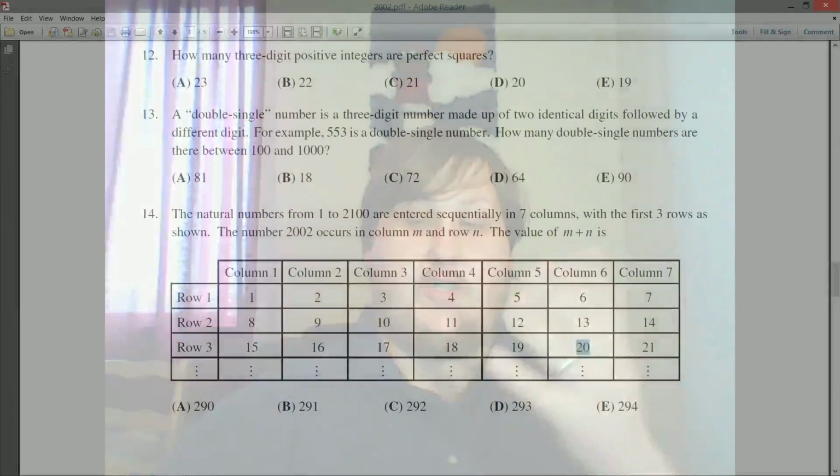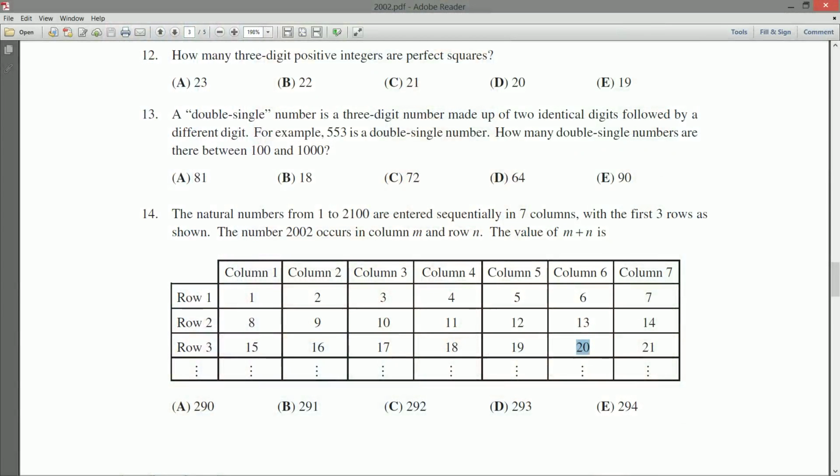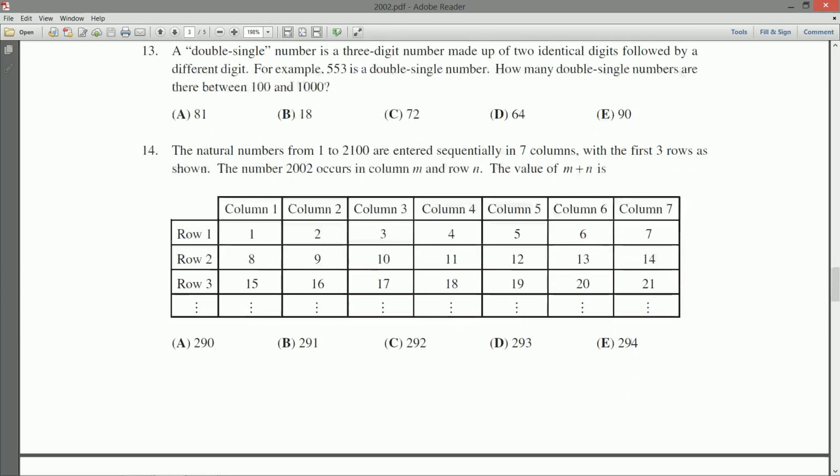Now let's get into the question and see what they're asking. The number 2002 occurs, because it goes up to 2100. They chose 2002 probably not because of any special properties, but because that's the year of the contest. They like to do this from time to time. So 2002 occurs in column m and row n. The value of m plus n is, and then we have our possibilities down here. As I just remarked, the column that you're in is your remainder when you divide by 7. But how about the row?